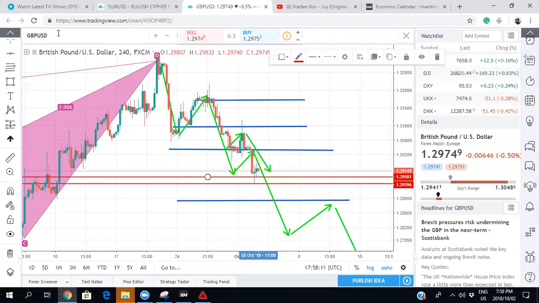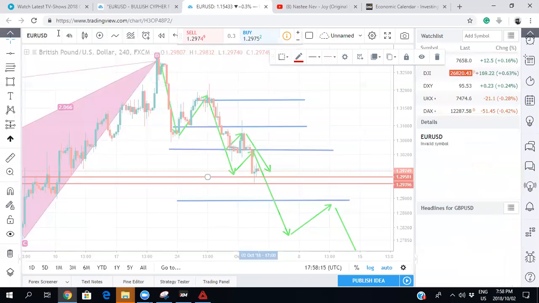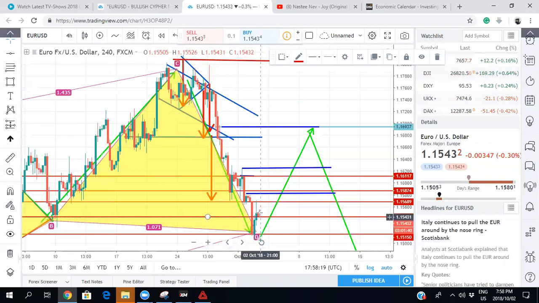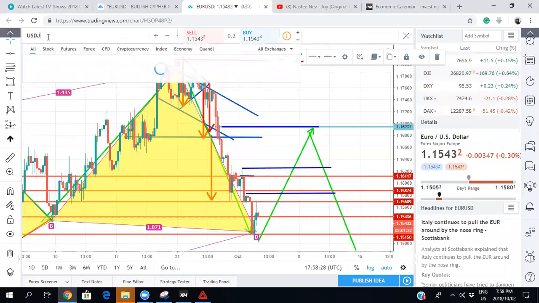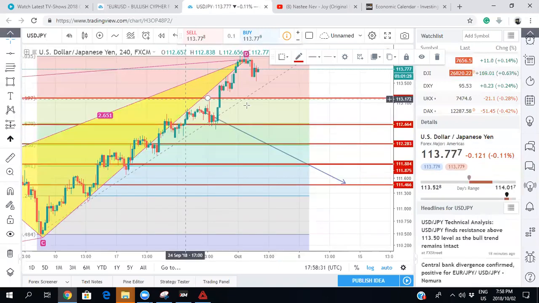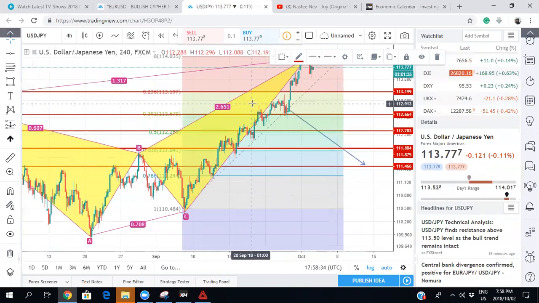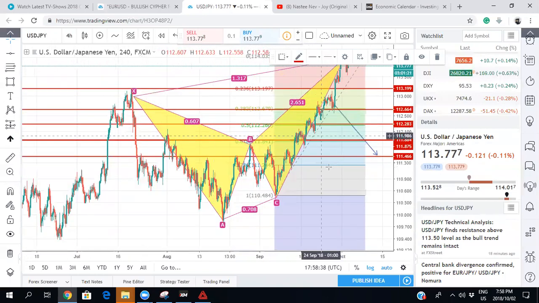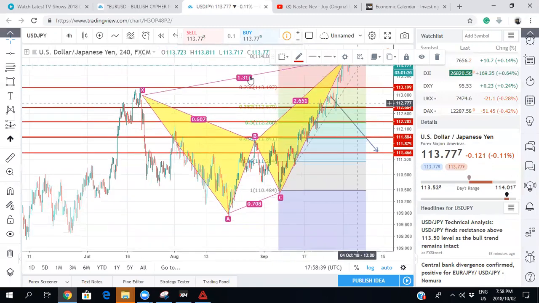Let me see if I can issue another one. See, Euro USD. Oh, we bought Euro USD, but it's still retracing. So this one, we'll just wait for it. USD JPY. Yeah, USD JPY is still on a sell. Remember, this is our butterfly. Still on a sell.